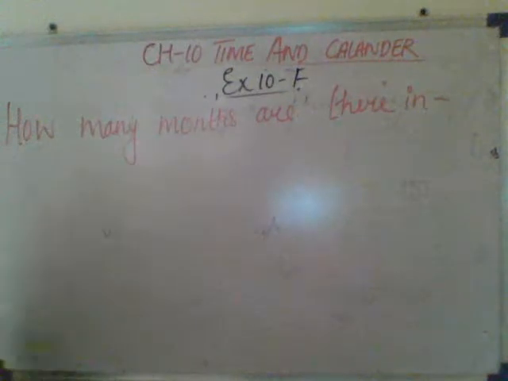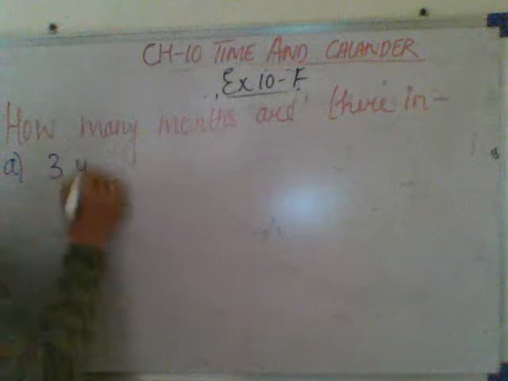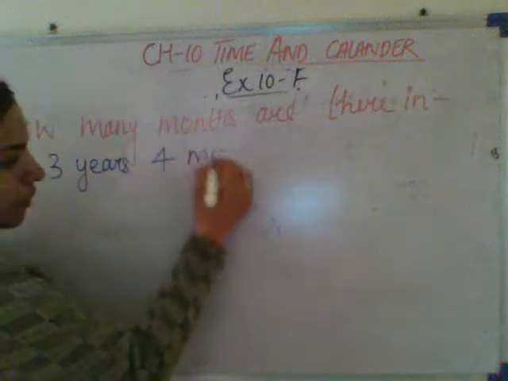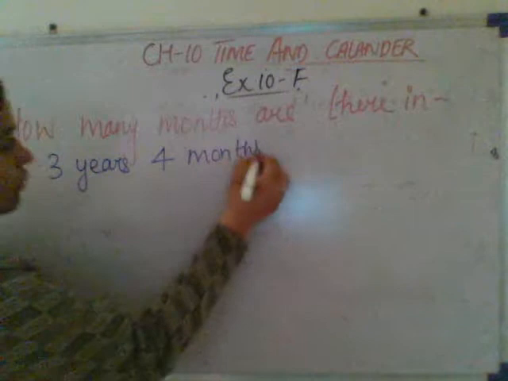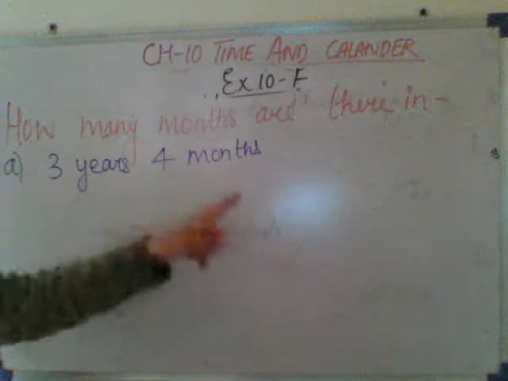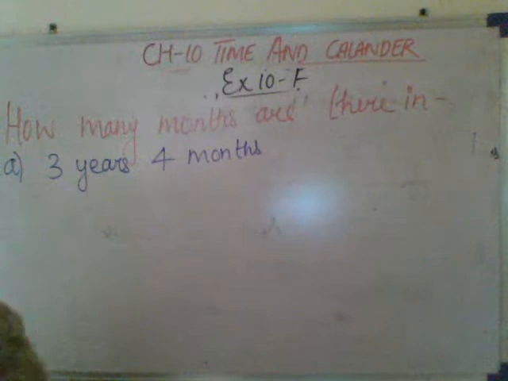The first is 3 years 4 months. What we have to find? How many months are there in 3 years and 4 months? That we have to find out. So in 1 year, how many months are there?